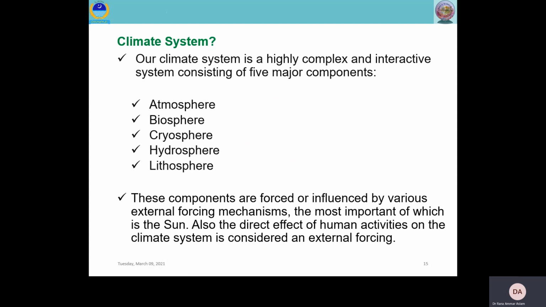Actually, these components not only work independently in themselves, but they also interact with each other. But there are some external forcings or influencers who drive these 5 components of the climate system. One of the external forcings is the sun, right? Because solar energy is the prime driver for these 5 components, and the second one is human intervention. Human activities also affect the normal working and the interaction of these 5 components.